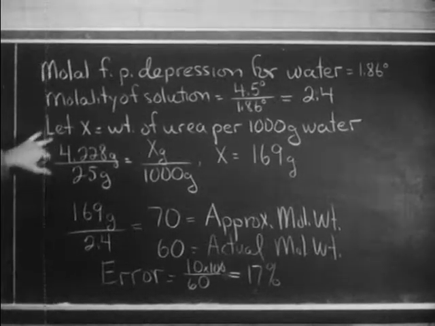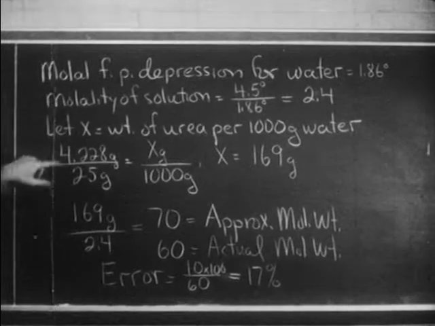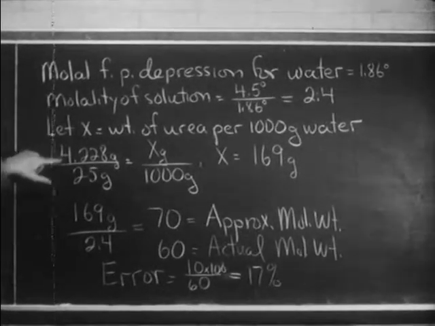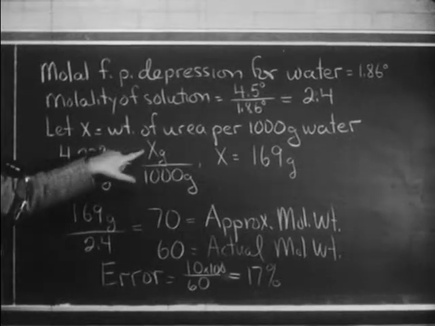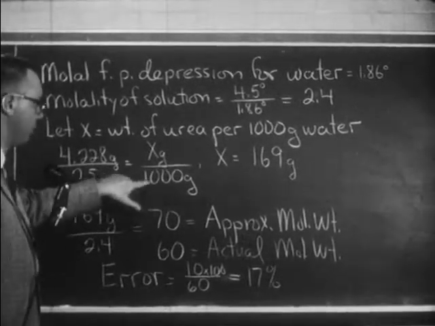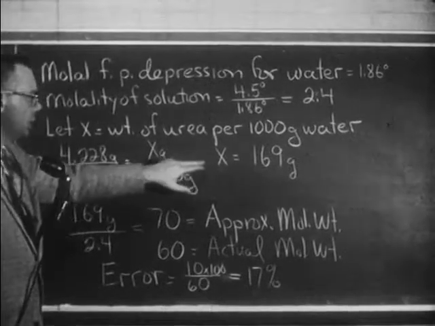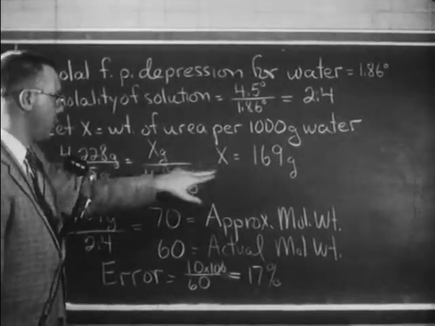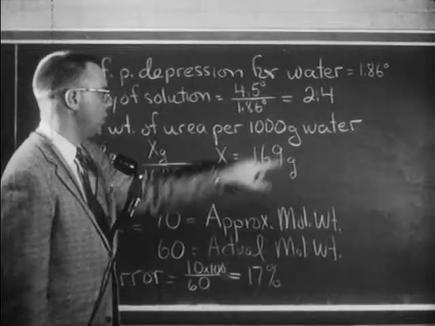Now let's let X equal the weight of urea dissolved in 1,000 grams of water. We know then that 4.228 grams were dissolved in 25 grams of water, so we can calculate how many grams will be dissolved in 1,000 grams of water. Well, this comes out to be 169 grams. So 169 grams of urea dissolved in 1,000 grams of water then gives us a solution which is 2.4 molal.